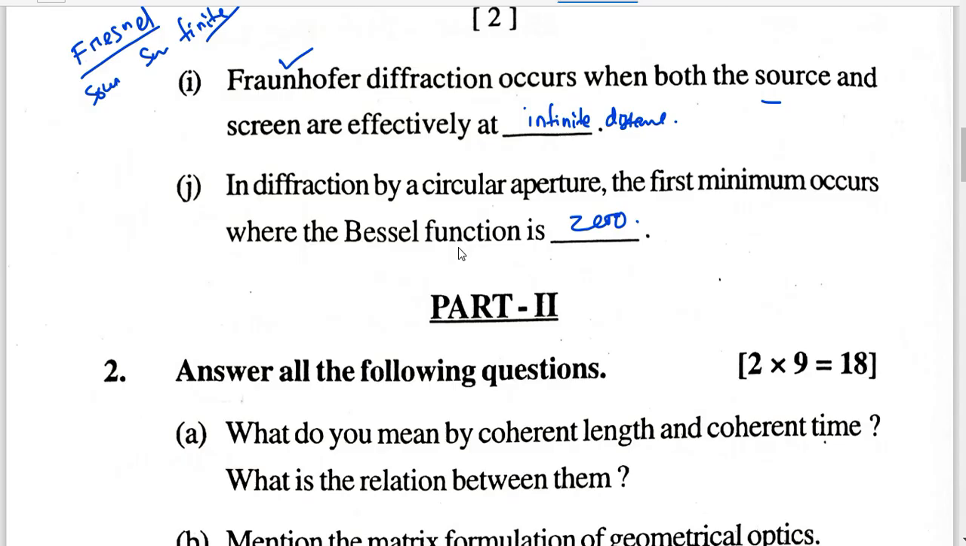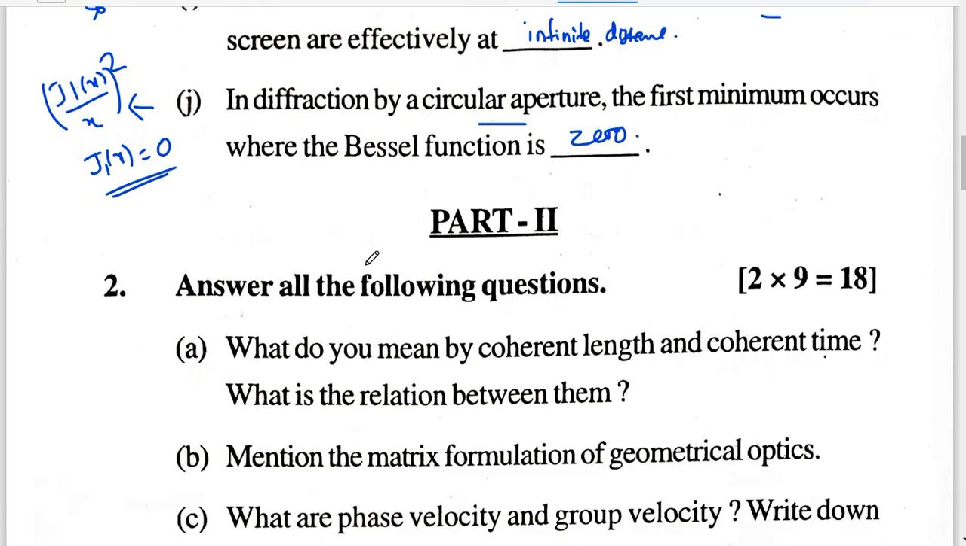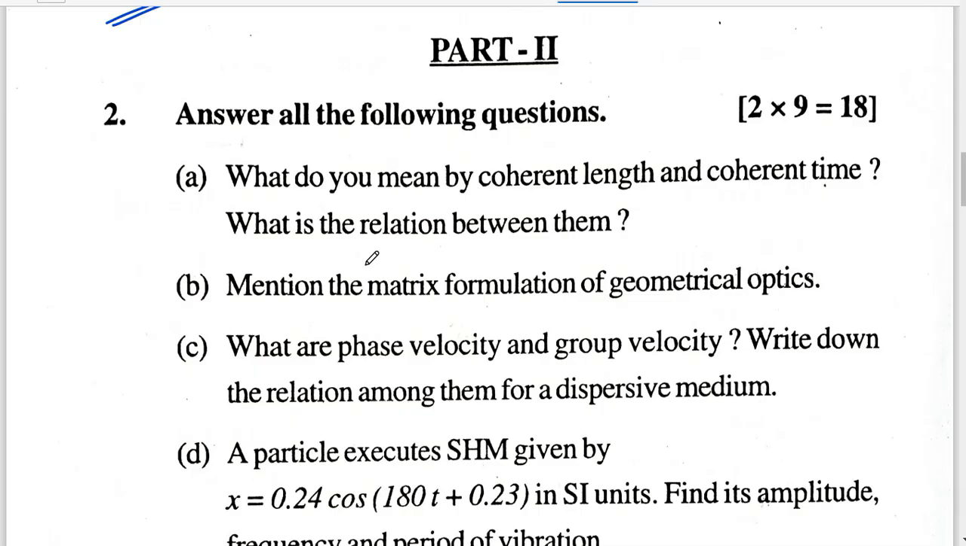0, because in circular aperture cases the diffraction intensity pattern minima, meaning the dark rings, occurs when the Bessel function J1(x) equals 0. The diffraction intensity is proportional to (J1(x)/x) whole squared. This is the intensity pattern by circular aperture, but for the minima condition the Bessel function is 0, that is J1(x) = 0. Okay, let's move to the next question, part 2.